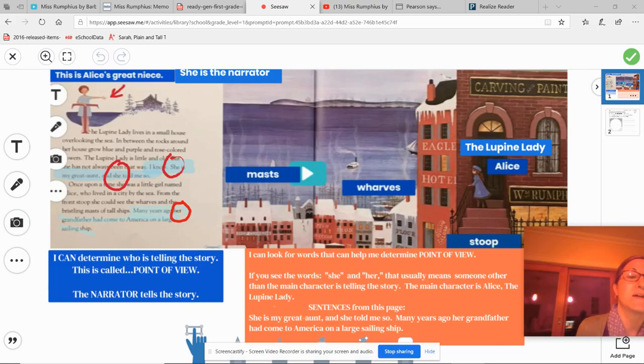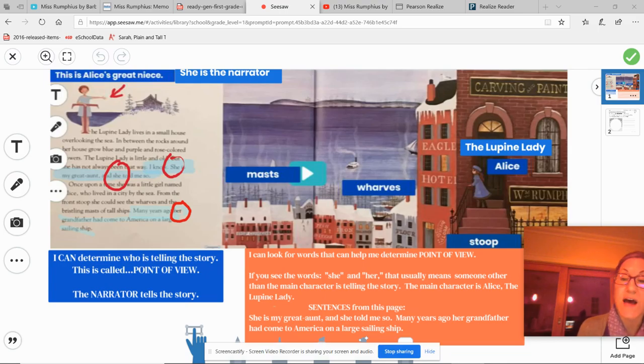Once upon a time, she was a little girl named Alice, who lived in a city by the sea. From the front stoop, she could see the wharves and the bristling masts of tall ships. Many years ago, her grandfather had come to America on a large sailing ship.